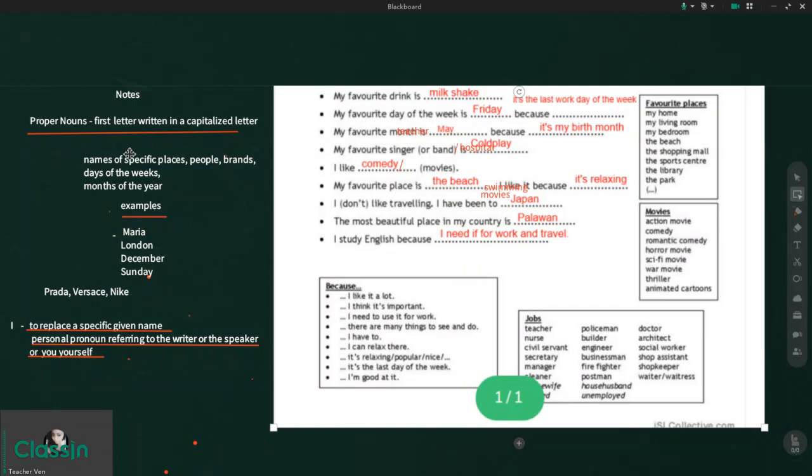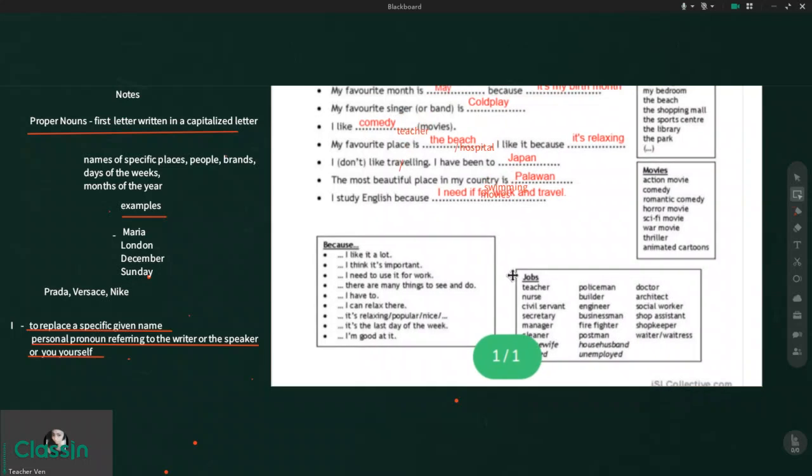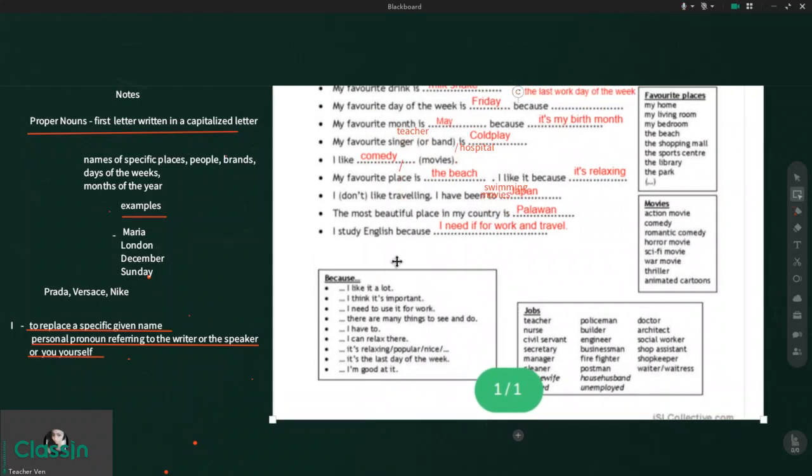What are the rules for writing proper nouns? Always remember that, okay? And the next one here is the most beautiful place in my country is Palawan. So again, we're talking about a specific name of a place. So what are we going to do? Again, this is a proper noun, right? So how do we write it? Again, the first letter is capitalized, right? And the rest are small letters. Okay, good.